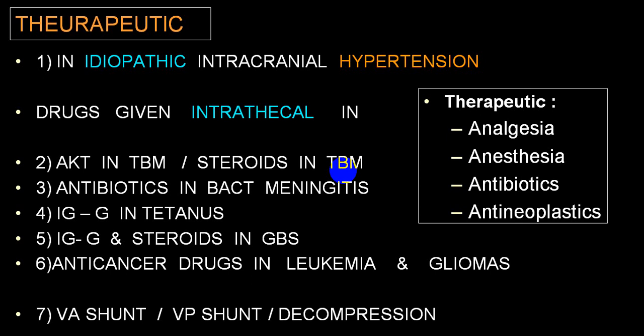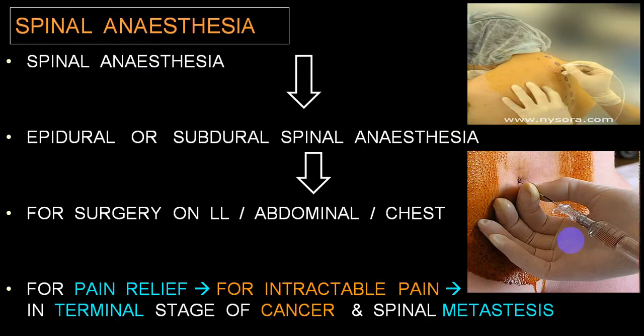And you can go for VA shunt, VP shunt to reduce the intracranial pressure in a person with raised intracranial pressure, herniation, and also in case of hydrocephalus. And you can also do decompression. And you can utilize analgesics in a person with terminal pain, or pain because of secondary metastasis or malignancy, anesthesia, antibiotic and neoplastic drugs. These are common therapeutic indications.